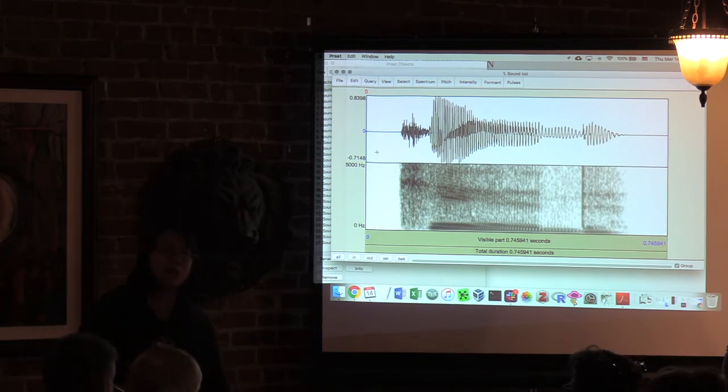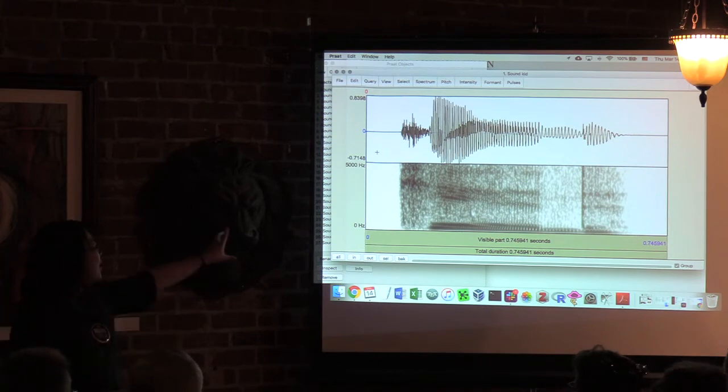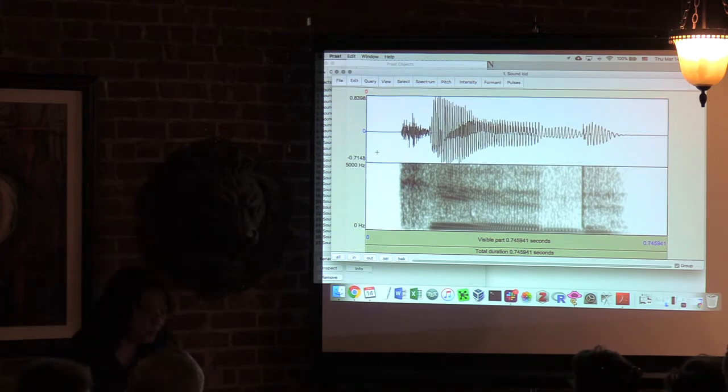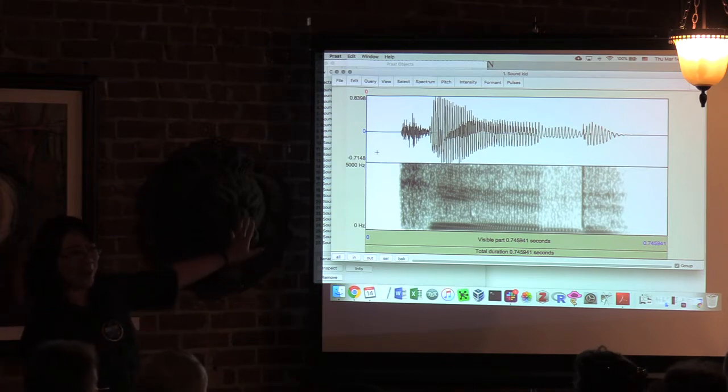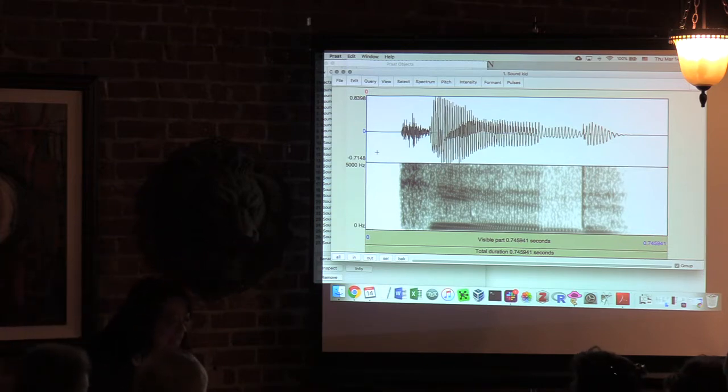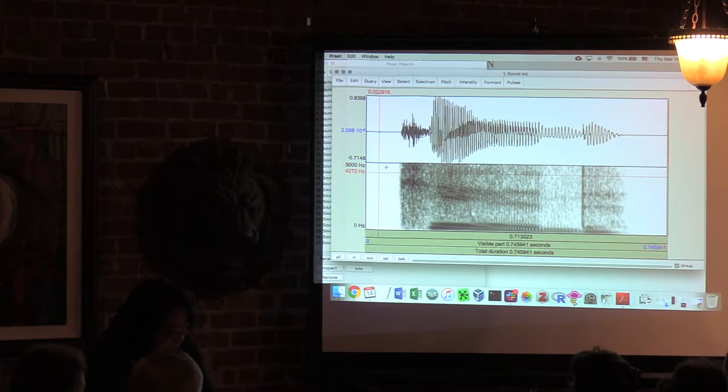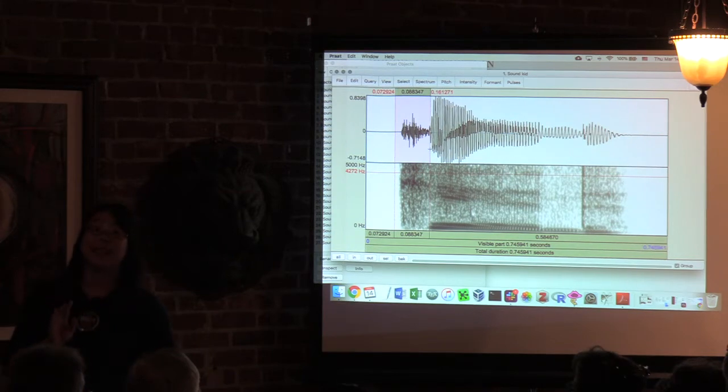Okay, K or G? K. Okay, great. And you can see this on the screen, right? Well, if you know what you're looking for, you can see it very plainly on the screen. So this is the audio file for the sound we just heard. And this bit right here is the bit that tells us that this is a K. So what happens if I delete it?